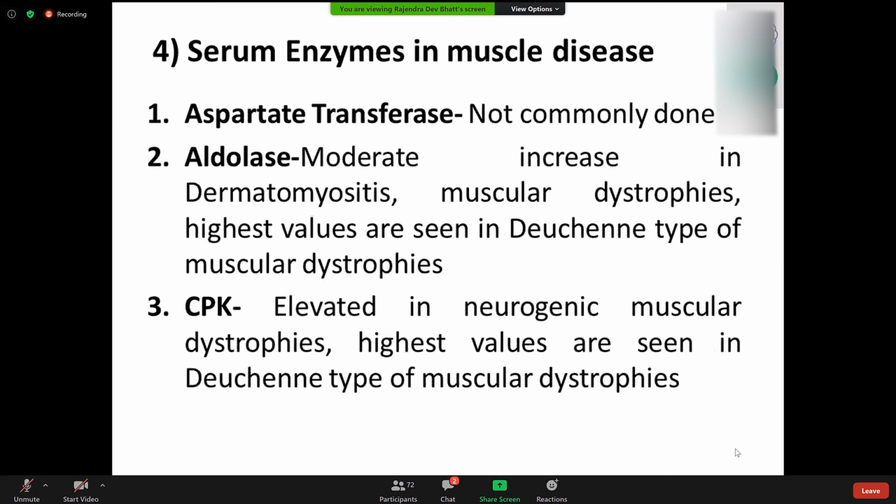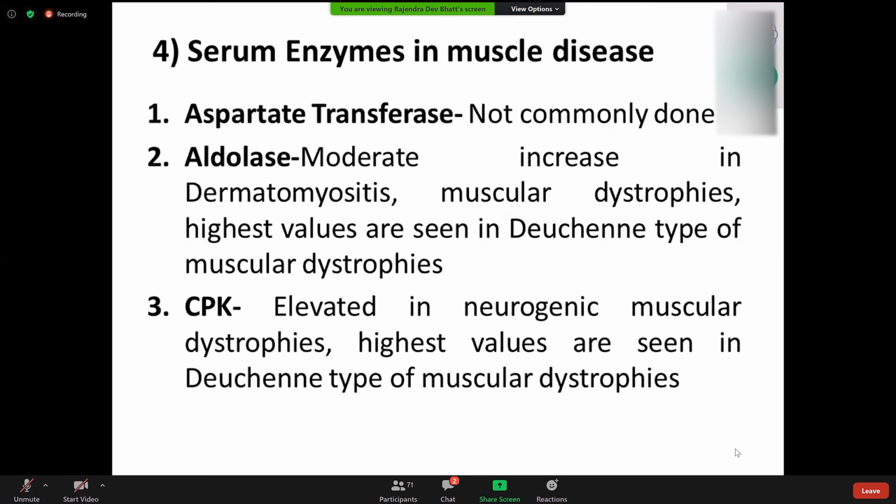Then serum enzymes in muscle disease. We are in muscle disease now, definitely, but cardiac muscle and hepatic or soft muscle we just finished. Aspartate transferase. Muscle means, if we say muscle, just remember we are talking about skeletal muscle. Aspartate transaminase is not commonly done because it's related to liver and it's related to cardiac tissue. That's why to see the damage of skeletal muscle, we can measure aspartate transferase, but it is not very specific.